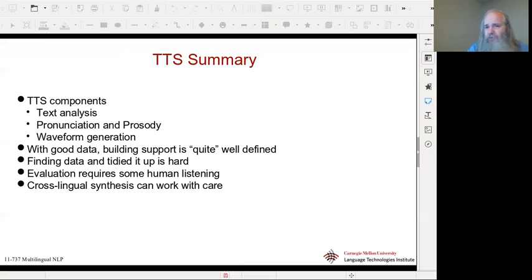Building a synthesizer, when you play it, you think, yeah, it sounds Chinese. And then you play it to a Chinese person and they go, yeah, is that Vietnamese? So you can't tell. And even if you're relatively fluent in the language, you also can't tell how good it is. And you really need natives to be able to do that. Cross-lingual synthesis can sort of be done with care.